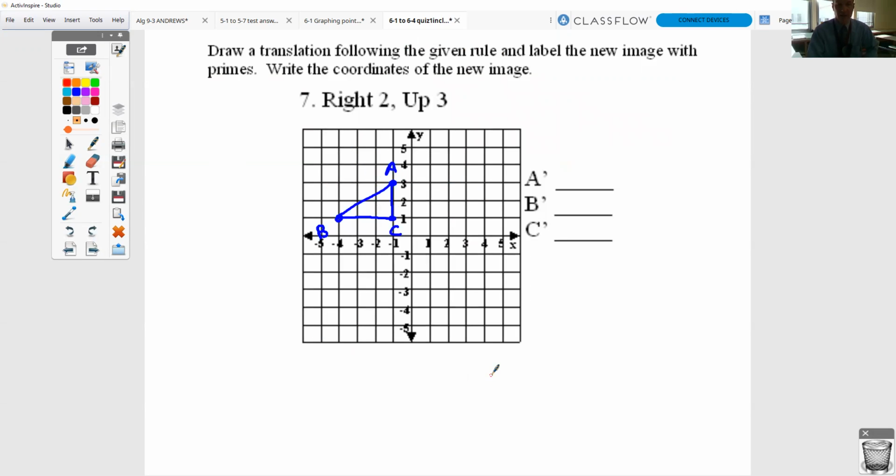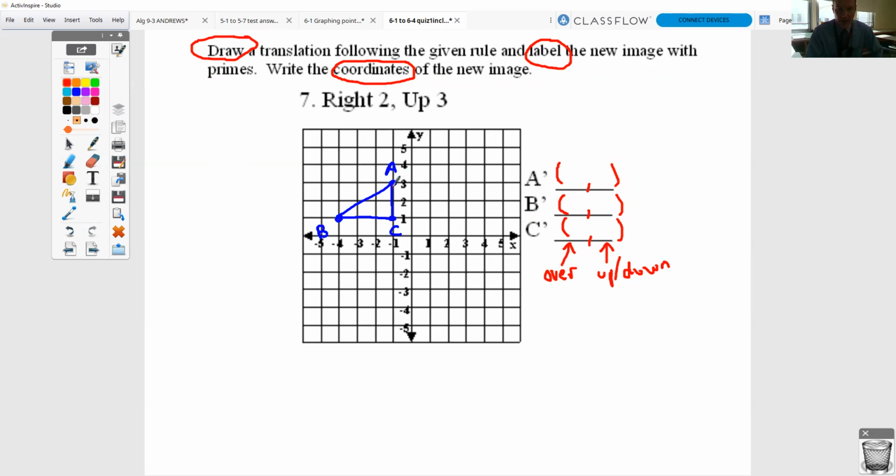In questions number 7 and 8, you need to draw the translation. You need to label it with primes, and you need to write down the coordinates. When you write down the coordinates, remember you always have to have parentheses and a comma. The first number inside the parentheses is how many you go over. The second number is how many you go up or down. So when we take a look at it, they give you the rule. They're giving you the rule of right 2 and up 3.